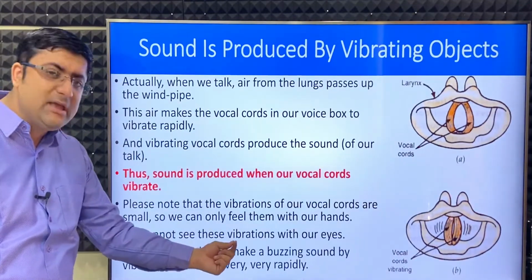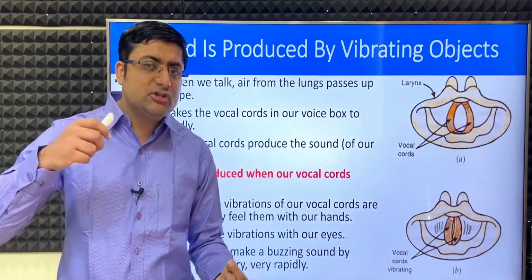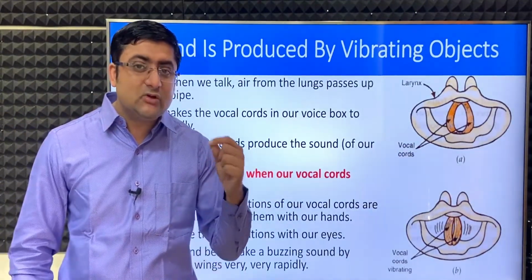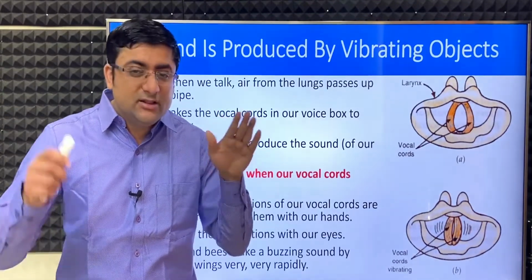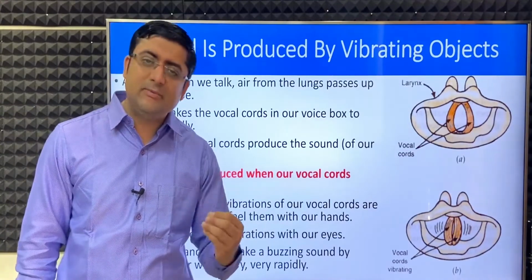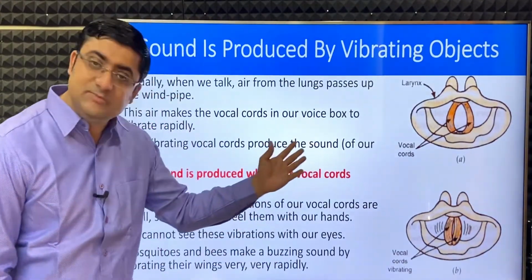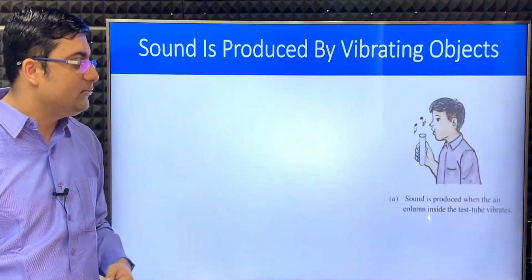Mosquitoes and bees make a buzzing sound by vibrating their wings very, very rapidly. So whenever a mosquito or bee comes near your ear, you can hear that zzz sound. How does that zzz sound come? They're vibrating their wings very rapidly, because of which sound is produced. So remember guys, for sound to be produced, an object has to be vibrating. So how we speak is clear. Let's go ahead. Let me take more examples.